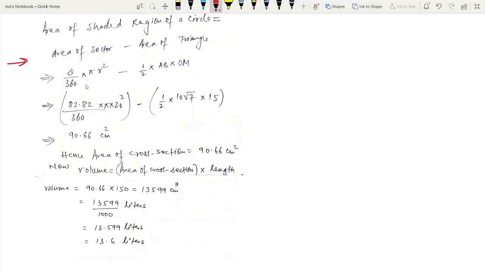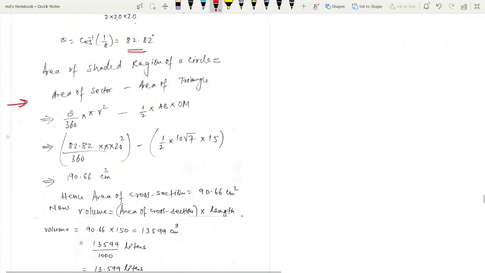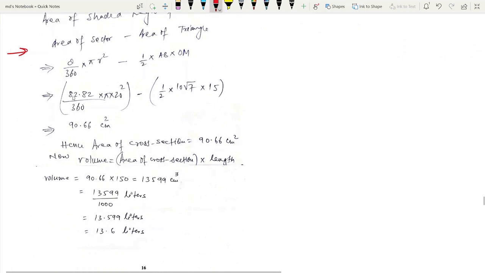Area of the sector is theta over 360 times pi r square, and area of the triangle is half times AB times OM. Why AB, OM? You can check, this is AB and this is OM. So this is the base and this is the height. So half times base times height we can apply to get the area of the triangle. Okay, so theta is 82.82, pi, radius is 20, over 360 minus half, AB is 10 root 7, OM is 15. Just use calculator, you can get 90.66 centimeters square.